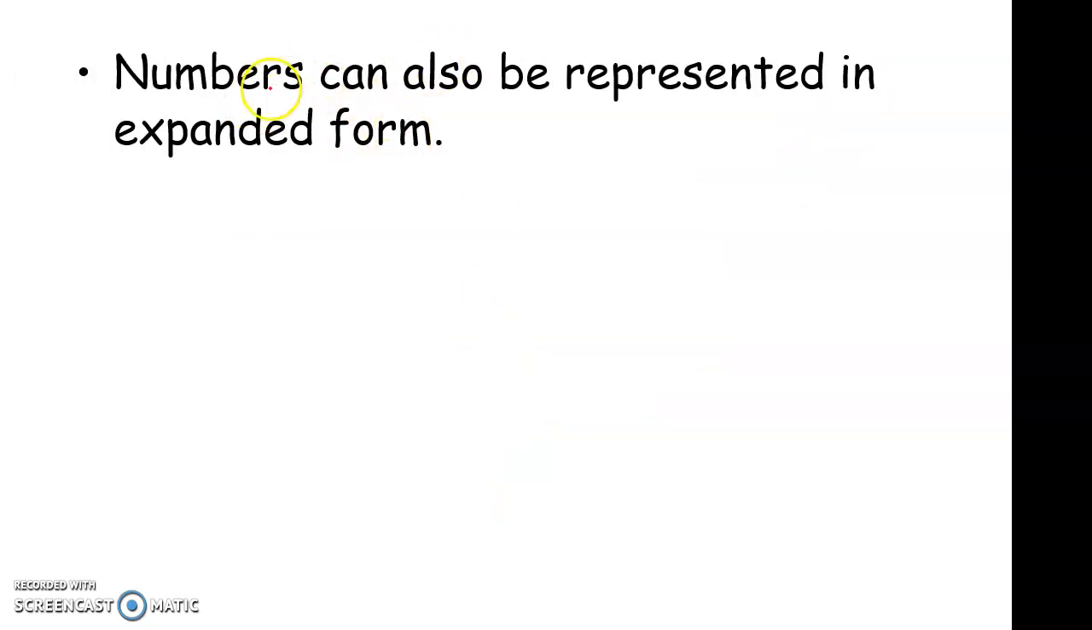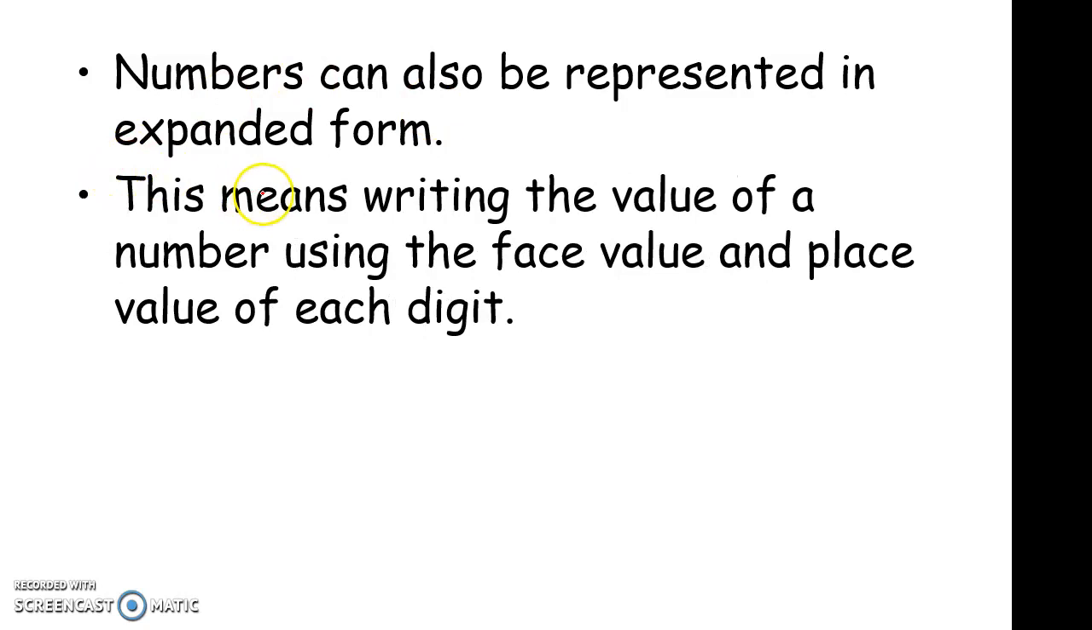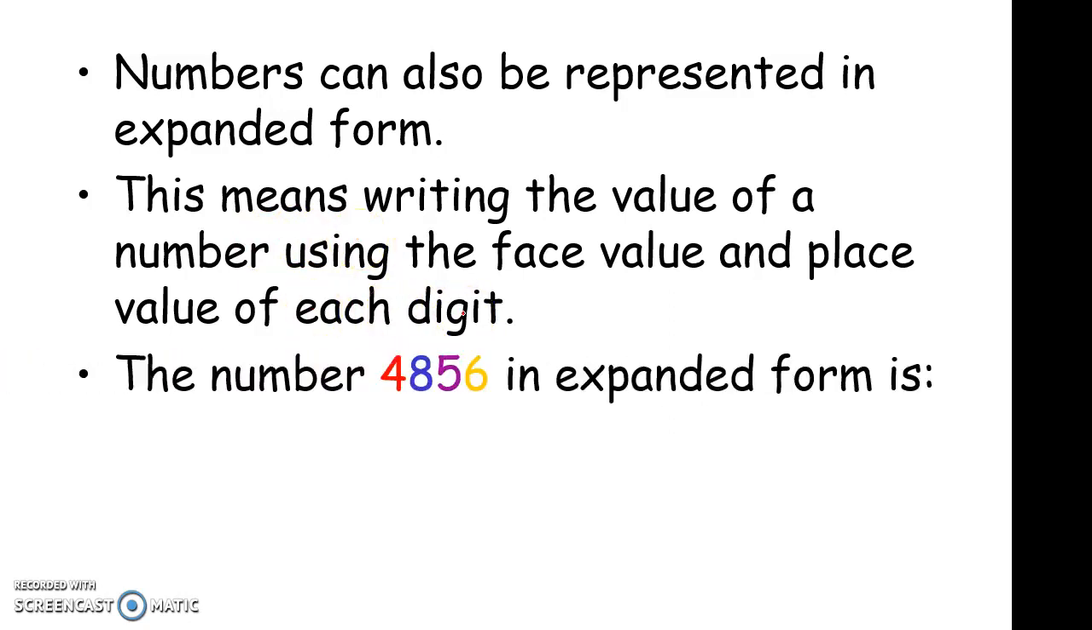Now, expanded form. Numbers can also be presented in expanded form. This means writing the value of a number using the place value of each digit. For example, how do we write the expanded form of 4,856? When I say expanded form, I mean I will expand this number. I will write now addition of numbers. Each digit I will write it alone. 4 alone, 8 alone, 5, then what? Then 6. Okay, I will expand this number. I will write now addition of numbers, each digit alone.